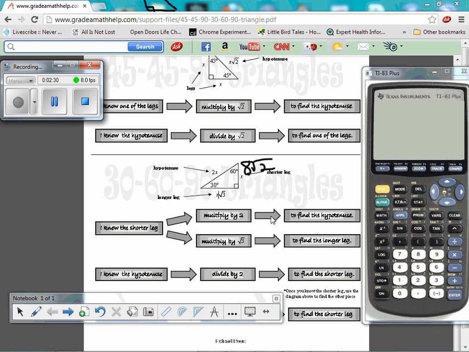Okay, now we have 8 root 2 as our X, which is our short leg. Let's see what we're supposed to do with our short leg. It says that in order to find the hypotenuse, you multiply it by 2. So we're going to multiply X, which is 8 root 2, by 2. Even without a calculator, you can multiply your numbers: 2 times 8 is 16, so 16 root 2.